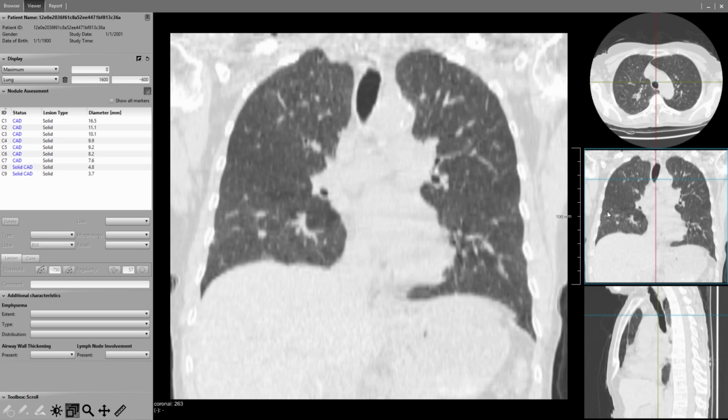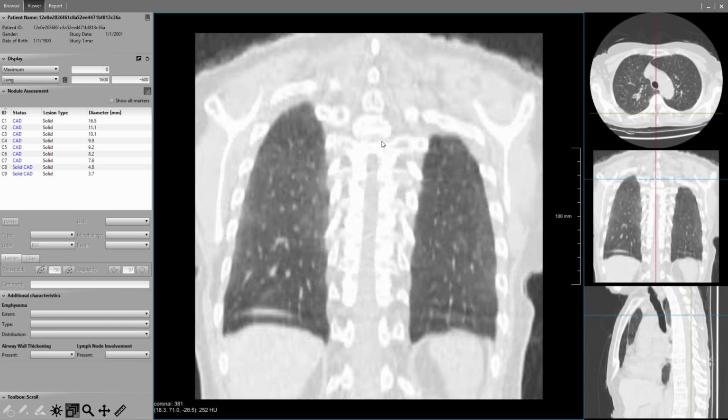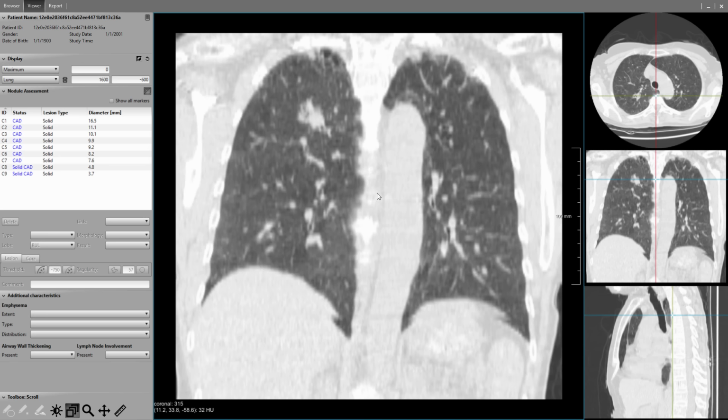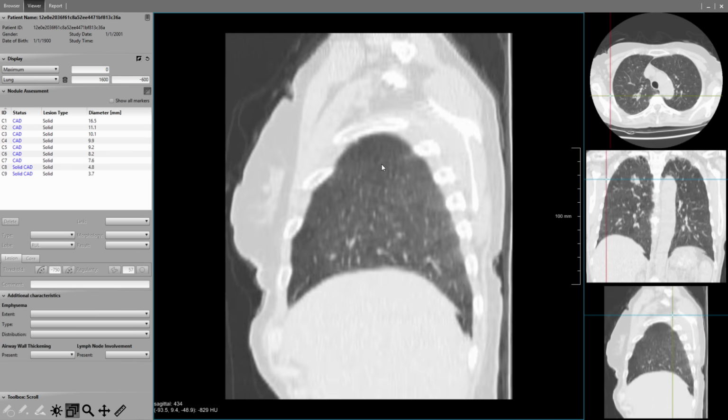We can also look in the other directions. Now we look in the coronal plane. What you notice is that the image looks quite blurry. That has to do with the fact that these scans are quite thick slices, so the resolution is not so good if you look in the other directions.